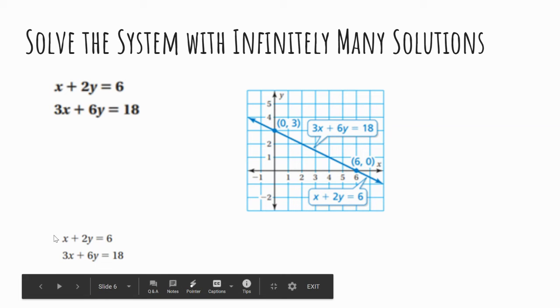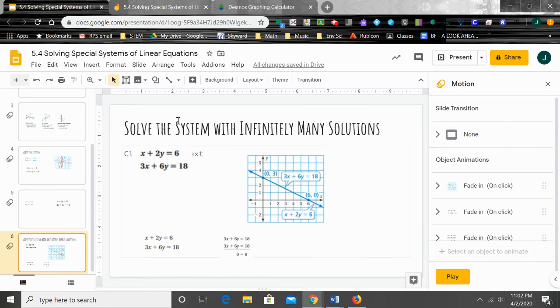Let's say we solve this one by elimination. In order to get the coefficients to be the same, we're going to multiply by 3. That'll get both x's to be the same. It'll look like this. We have 3x plus 6y equals 18, and 3x plus 6y equals 18. Wow, they're the same exact equation. So when we subtract the two of them, 3x minus 3x is 0. 6y minus 6y is 0. 18 minus 18 is 0. Do you see how we got something that is true? A number equals the same number. Because this is a true equation, that means there are infinitely many solutions for us to find.